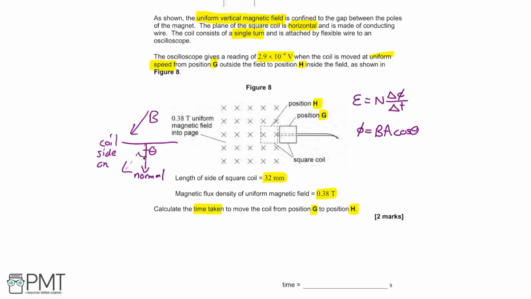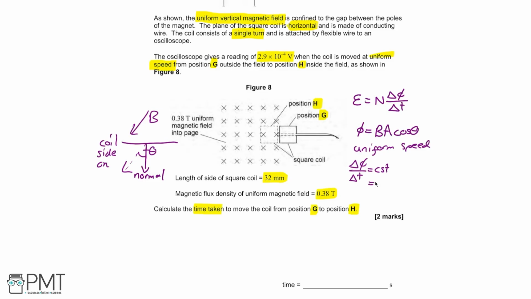Therefore, what we see is that this angle theta appears in the magnetic flux equation. Since we're told that the coil is moved at uniform speed into the magnetic flux density, what we can say is that delta phi divided by delta t is equal to a constant, because the change in magnetic flux is happening at a constant rate.